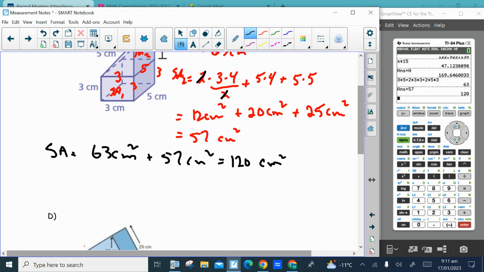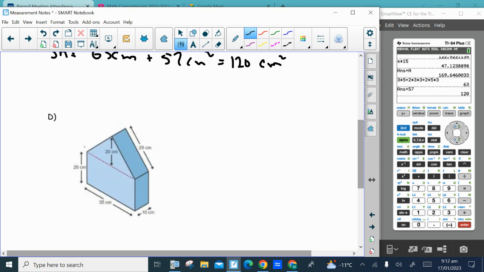And question D is virtually the same. You've got a box on the bottom. You've got a triangular prism on top. But where the two connect, you wouldn't count that in surface area. You cannot see the top of the box, nor can you see the bottom of the triangular prism. So let's do this one.